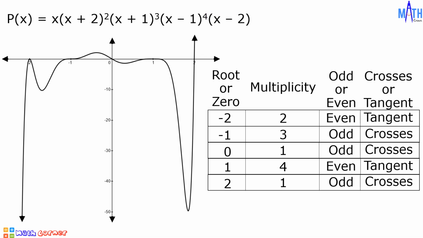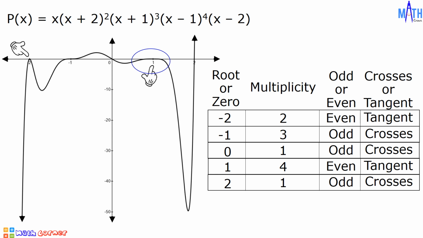Let us look at the behavior of the graph at the x-intercepts. The graph will appear flatter as it approaches and leaves the x-axis for each increasing power. For instance, we have here negative 2 and positive 1. They are of even multiplicity. Since positive 1 is a root with multiplicity of 4, the graph is flatter as it approaches and leaves the x-axis.